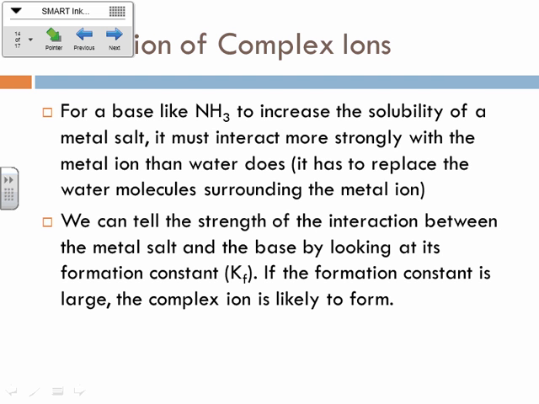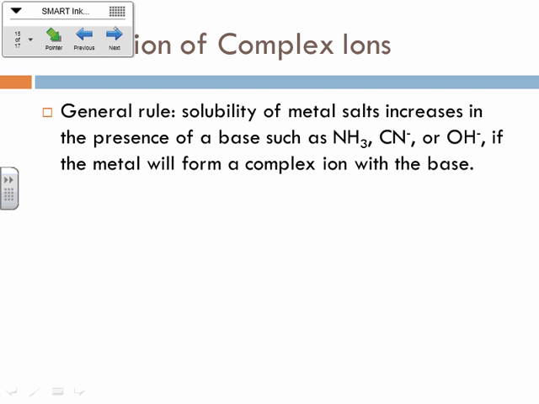But basically, if we look at that formation constant, if it's a large formation constant, that means this complex ion is likely to form in water. So it gives you sort of an idea: if it's big, this probably will happen. If it's small, it probably won't. But again, I've never seen a question like that on the AP exam, so I'm not too worried about that, other than maybe you just know it.